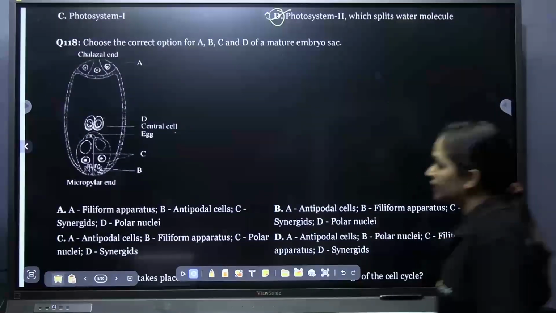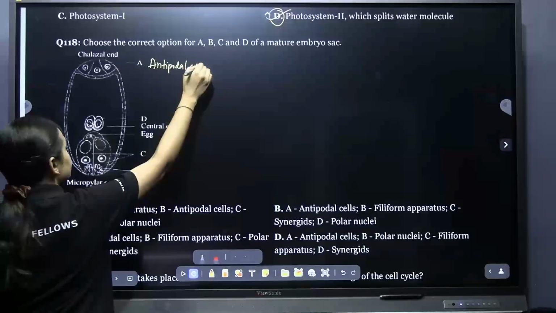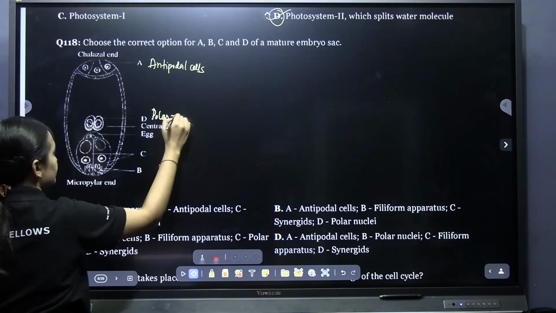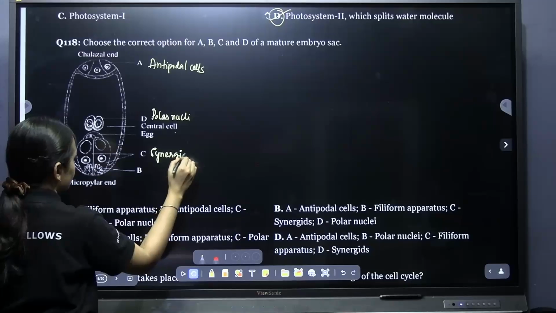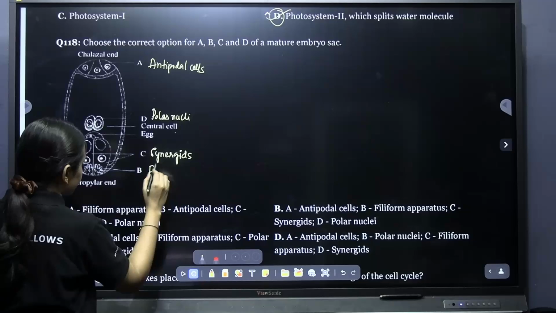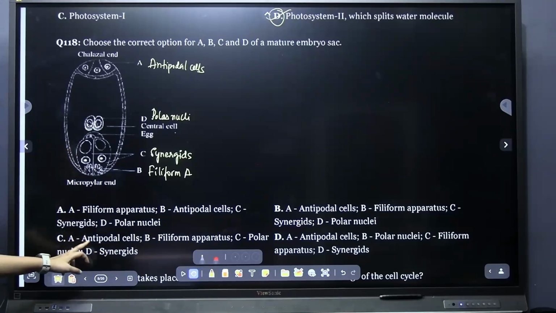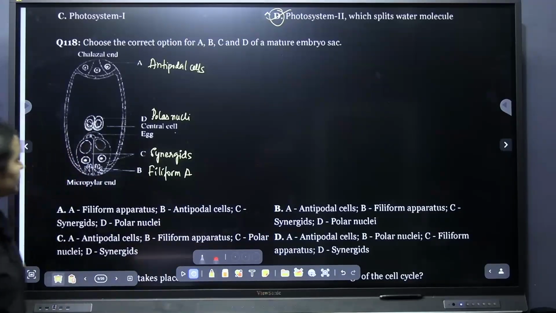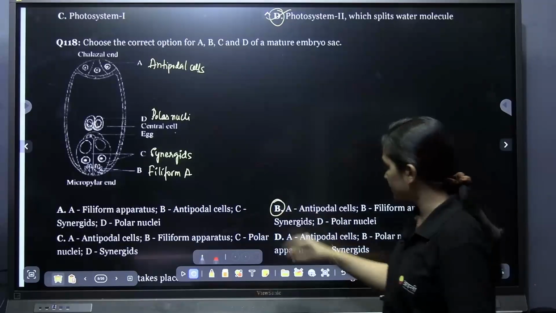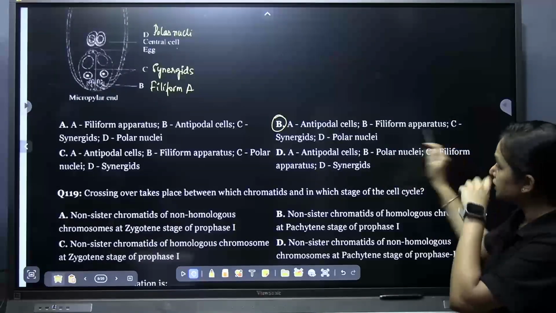Choose the correct option. A, B, C, D. A is the antipodal cells. D is the polar nuclei. C are synergids. D is a filiform apparatus. So, A is antipodal cells. Okay, B is a filiform. C is polar nuclei. Okay, sorry, C is synergids. Okay, C is synergids and D is polar nuclei. So, B for Bombay is the correct answer, isn't it? A antipodal cells, B filiform, C synergids and D polar nuclei. Oh, yes.